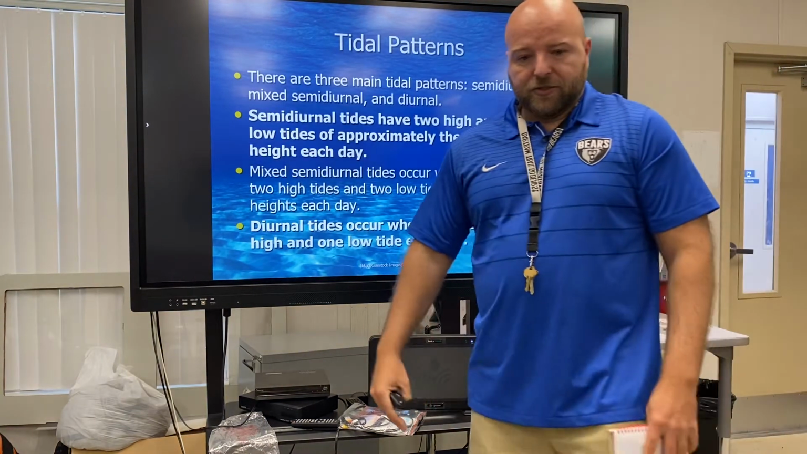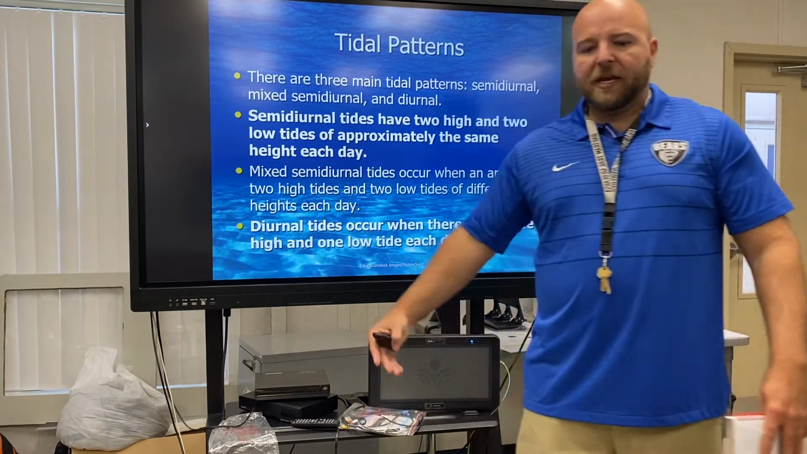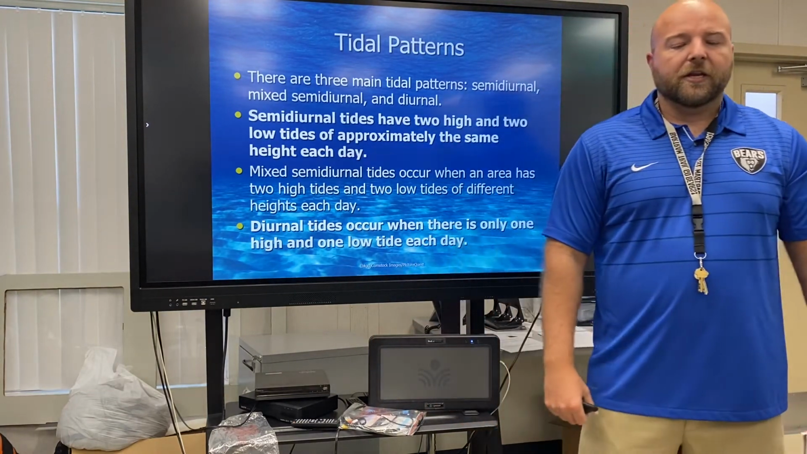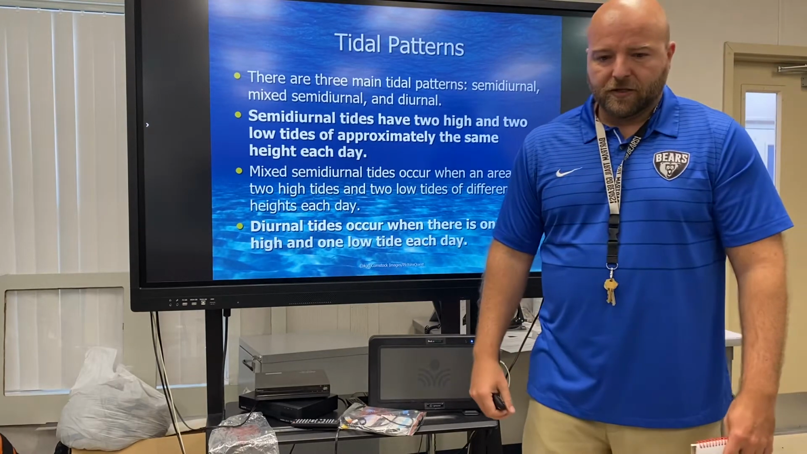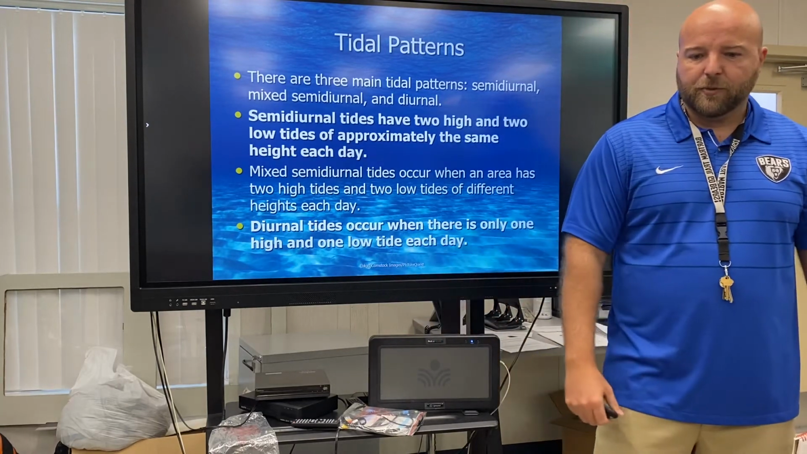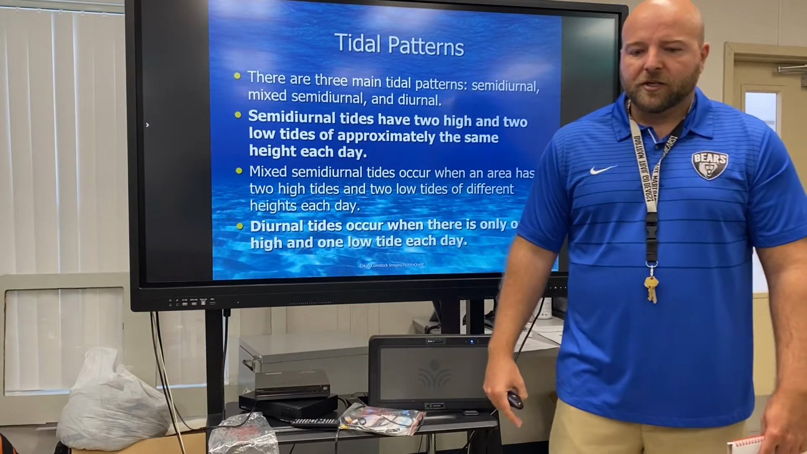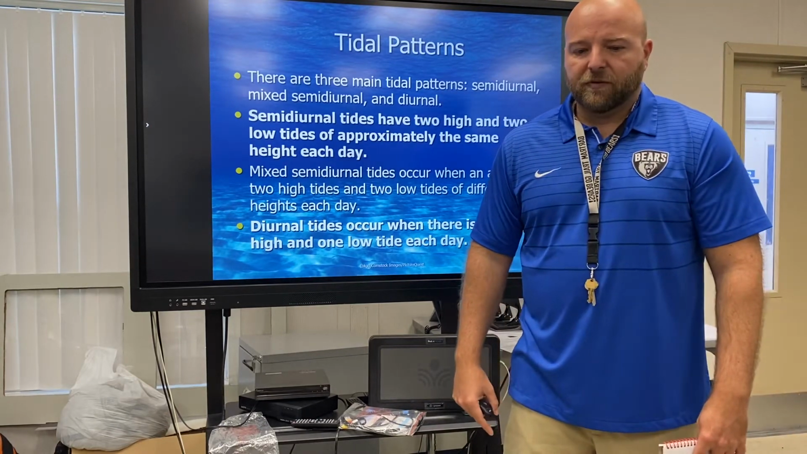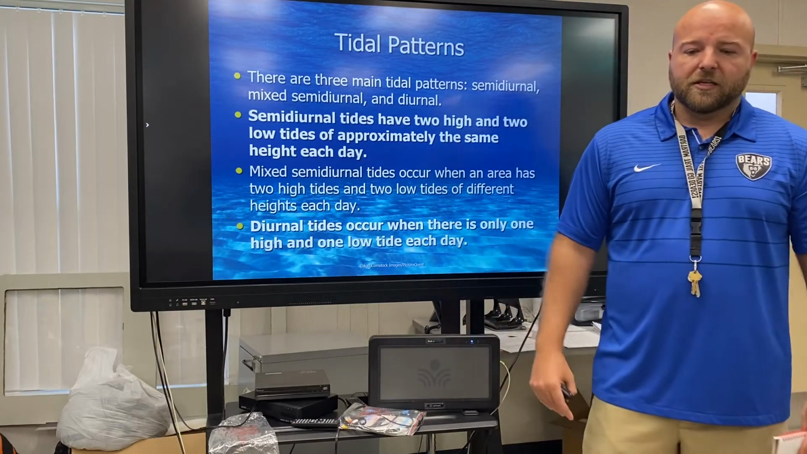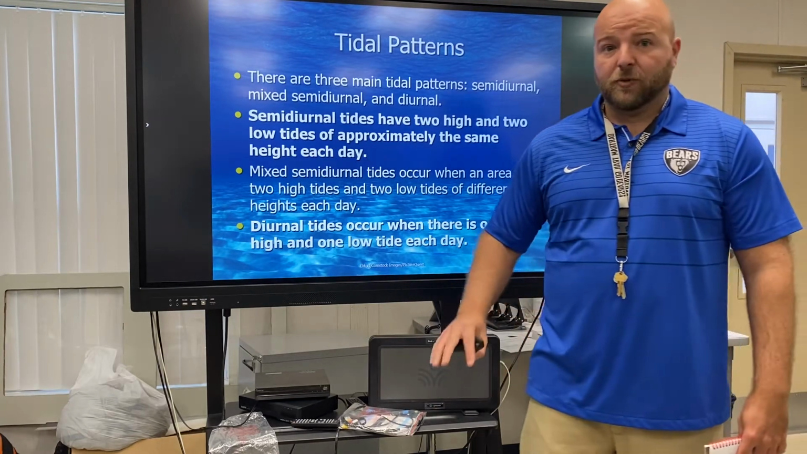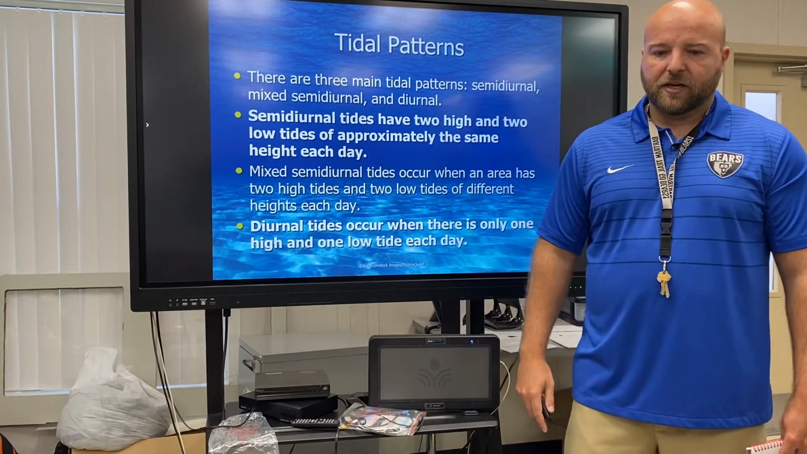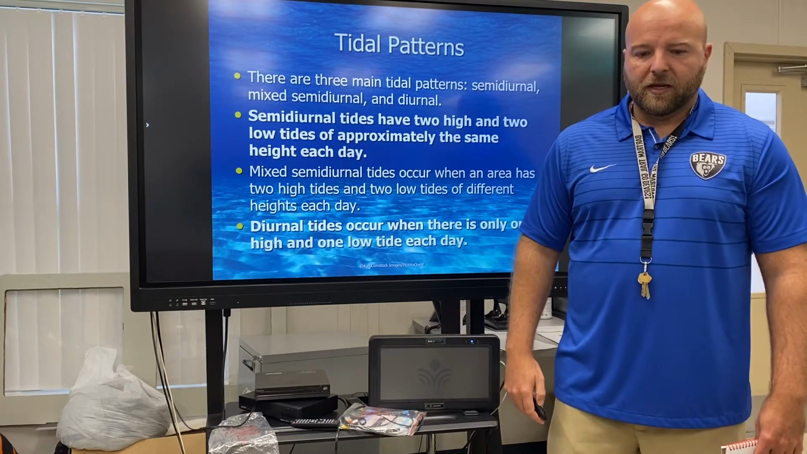Tidal patterns. There are three main tidal patterns: semidiurnal, mixed semidiurnal, and diurnal. So we're going to define them a little bit here. Semidiurnal are tides that have two high and two low tides of approximately the same height each day. In a 24-hour period, two high tides, two low tides. That's semidiurnal. And then we're going to jump down.